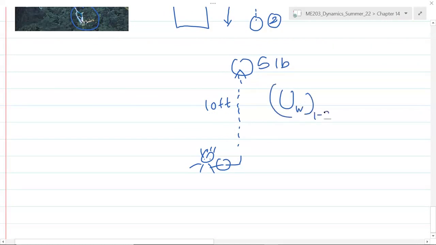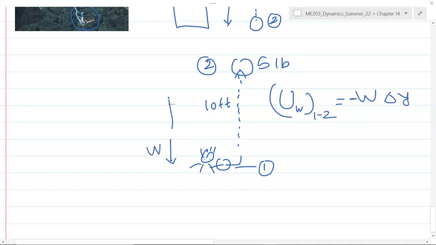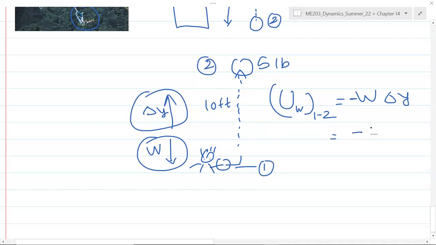So UW going from 1 to 2. Now 1 is here and 2 is here. So for this case also it's W delta Y, but the work done is negative, because gravity always applies in the downward direction, but the displacement of the particle delta Y is in the upward direction. Since they are in the opposite direction, work done is negative, and that is 5 pound multiplied by 10 foot, so it's minus 50 foot-pound. This is work done by gravity, UW12.